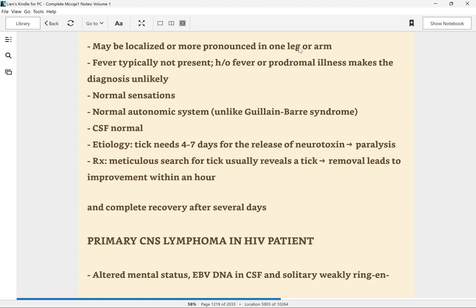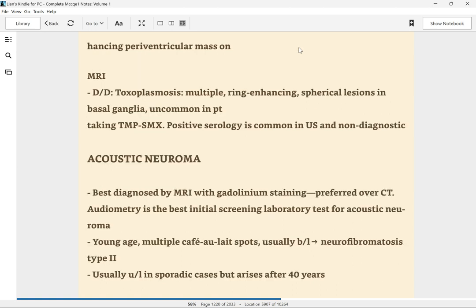Primary CNS lymphoma in an HIV patient: altered mental status, EBV DNA in CSF and a solitary weakly ring-enhancing periventricular mass on MRI. D/D: toxoplasmosis, multiple ring-enhancing spherical lesions in basal ganglia, uncommon in patients taking TMP-SMX. Positive serology is common in the US and non-diagnostic.